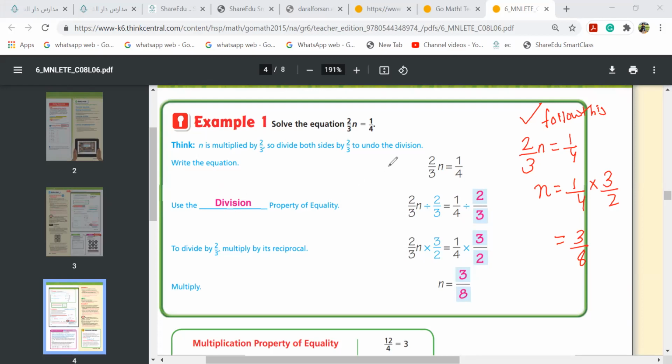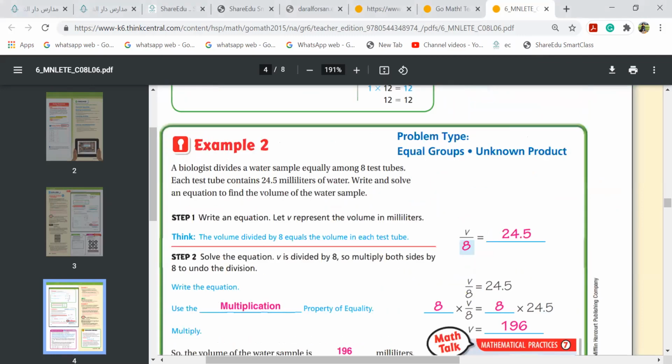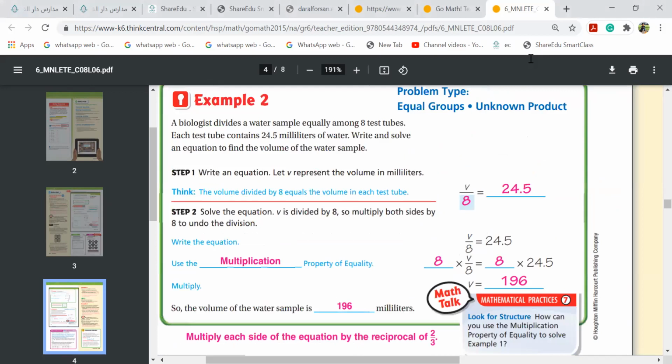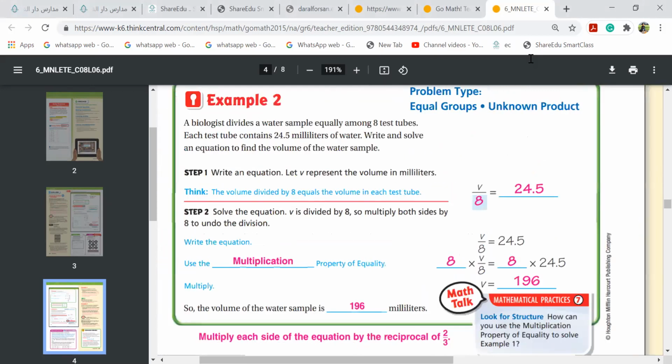Others? Malak, Ghalia? A biologist divides a water sample equally among 8 test tubes. Each test tube contains 24.5 milliliters of water. Write and solve an equation to find the volume.